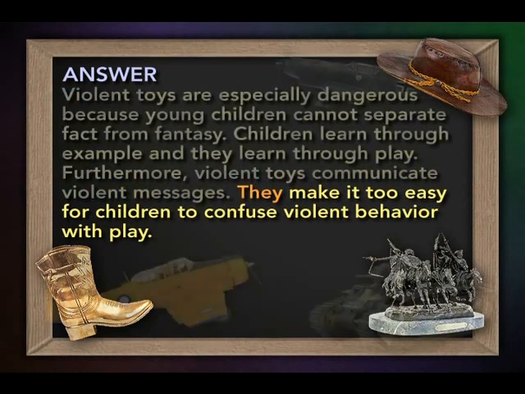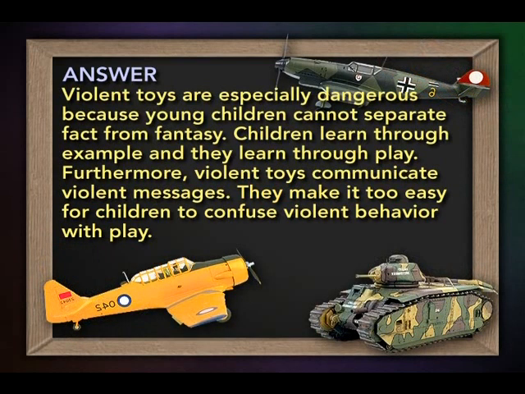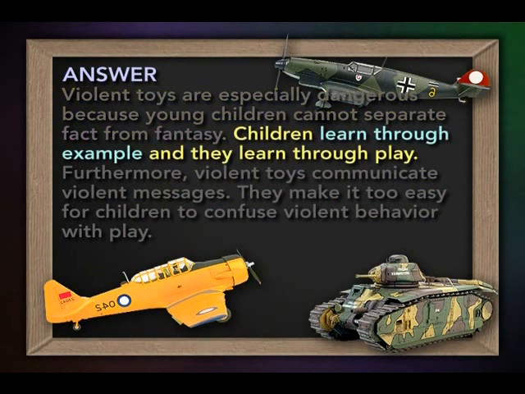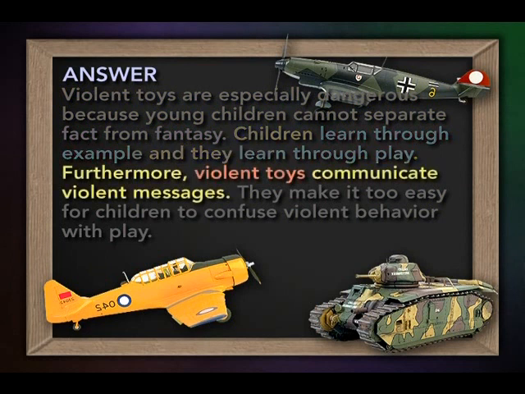Take another look at this particular paragraph. You'll notice the parallel structure. Fact from fantasy, I have two nouns there. Children learn through example, and they learn through play. I've paralleled those. And violent toys, violent messages. Adjective paralleled with adjective, violent. Toys paralleled with messages, noun. So I have an adjective, noun, paralleled with an adjective, noun. This parallelism serves to unify as well as make my paragraph sound very flowing and very smooth.